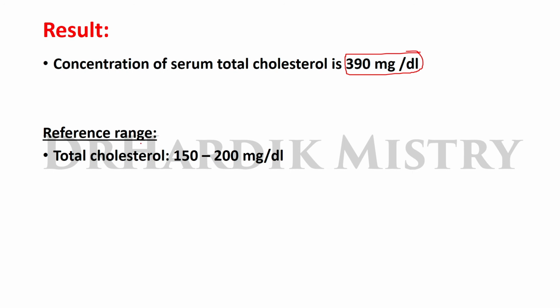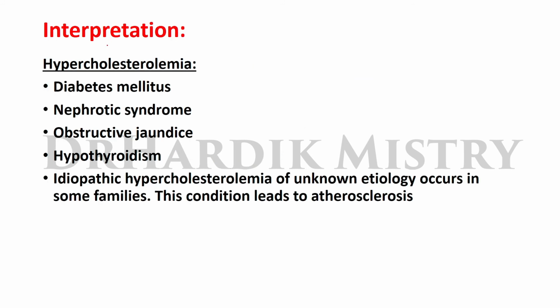Reference range or the normal range, total cholesterol 150 to 200 mg per dl. So we get the value of 390 mg per dl, that is higher than the normal limits. So this condition is known as hypercholesterolemia. Now the interpretation part. When the cholesterol level is above the normal value, the condition is known as hypercholesterolemia.